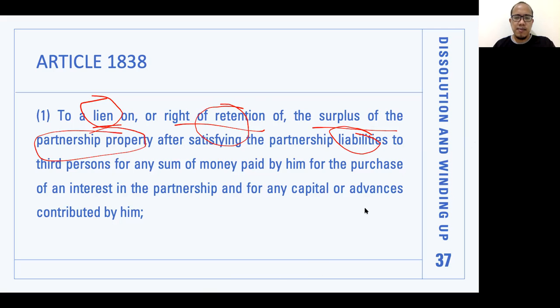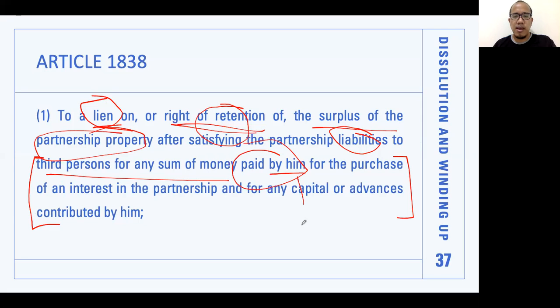So after daw niyan, binabanggit lang ng Article 1838 kung yung portion na ito, kung saan mag-a-arise yung lien or yung right of retention ng mga innocent partners. So kung yung mga innocent partners, magkakaroon lang ng lien or right of retention of the surplus if itong innocent partner na ito ay merong binayaran na third person and it was paid by him. Sino tinutukoy na paid by him? The innocent partner. So merong third person, ako yung innocent partner, merong fraud na nangyari, binayaran ko siya.